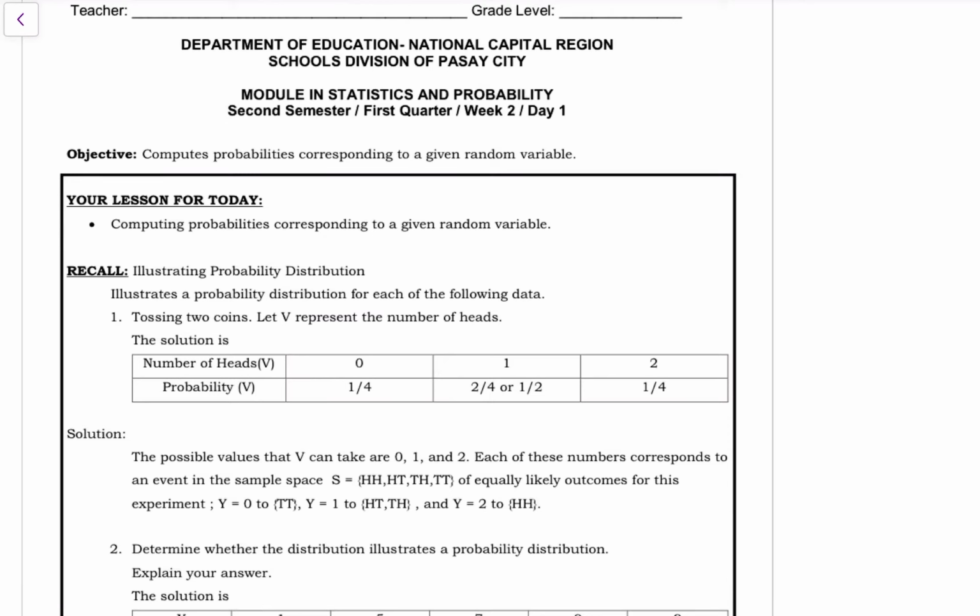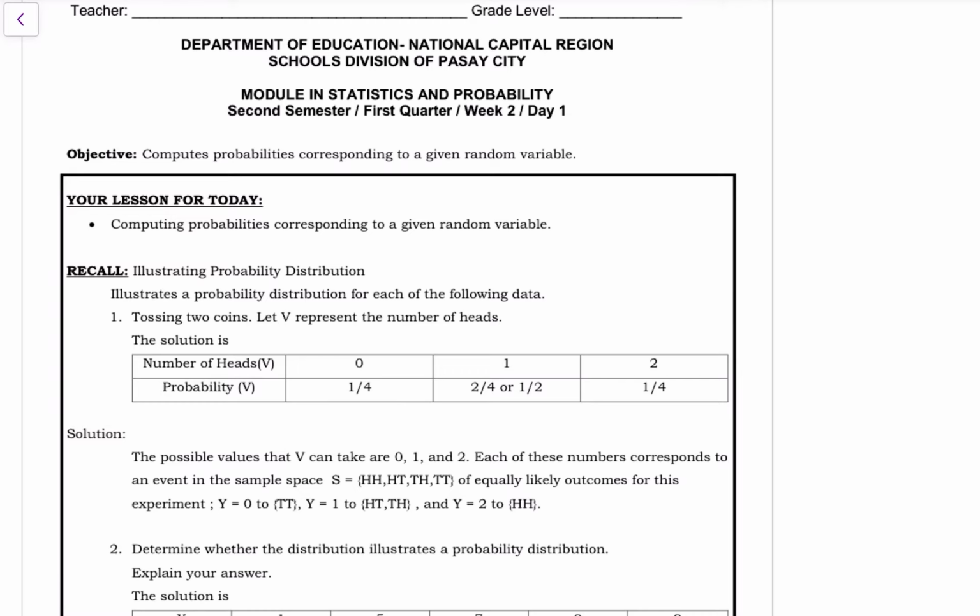Good day, class. So for today, I'll be talking about the module in Statistics and Probability Week 2, Day 1. Our objective here is to compute probabilities corresponding to a given random variable. In the past week, we talked about how to compute the probability, having the probability distribution, by having the number of random variable and also the number of occurrence all over the number of possibilities.